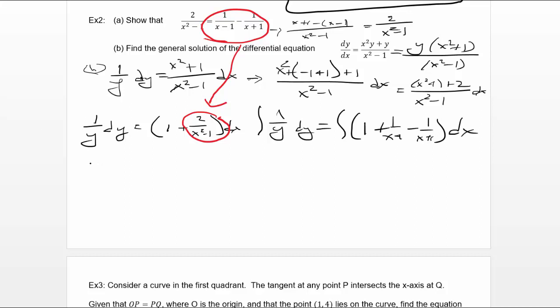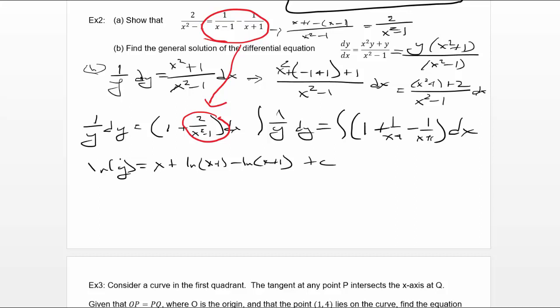dx, or the natural log of y is equal to x plus natural log of x minus 1 minus the natural log of x plus 1 plus a constant of integration. These we can combine together with logarithm rules and get the natural log of x minus 1 divided by x plus 1.